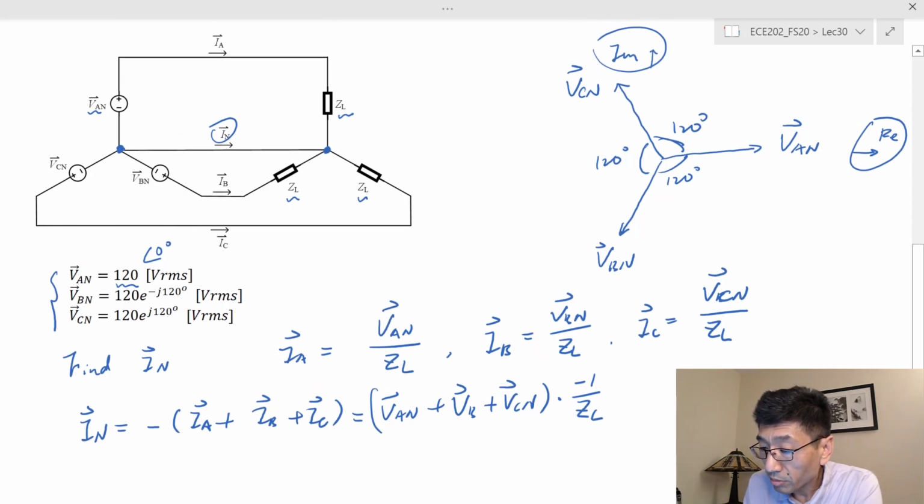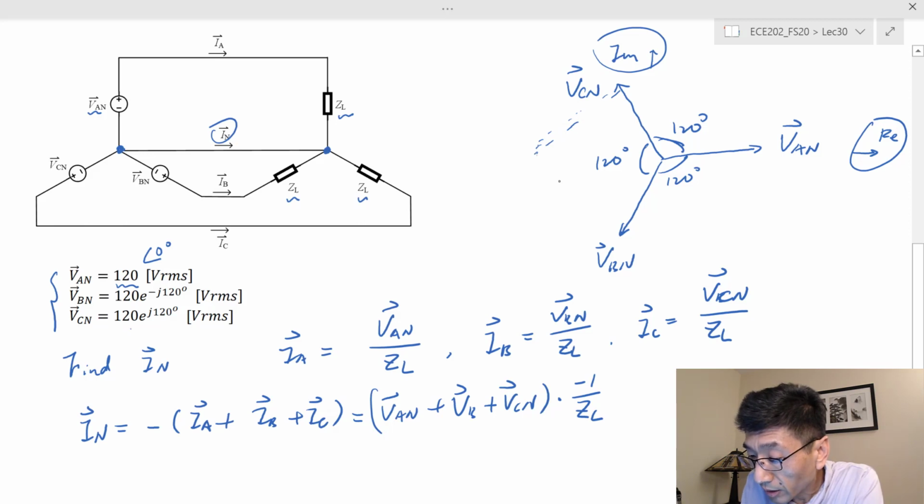And if you add these three, you can use a calculator, or you can use the phasor diagram. This angle should be 60 degrees, although my drawing is not perfect. But I know VCN plus VBN would be equal to negative, and plus VAN at 120 degrees. So the sum is going to be equal to 0.